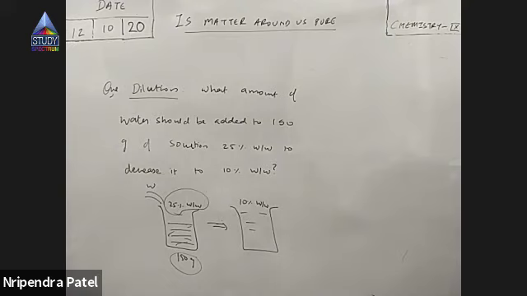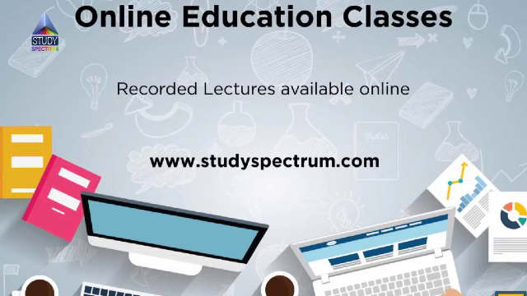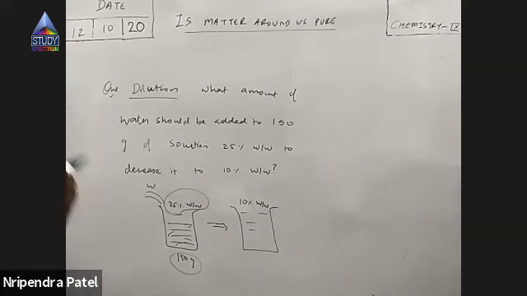150 gram solution, concentration is 25% W/W. You have to estimate the weight of solute and the weight of solvent in it. Sir, around 32. Around 32. Actually 37.5 it is. How?